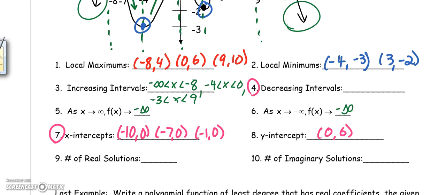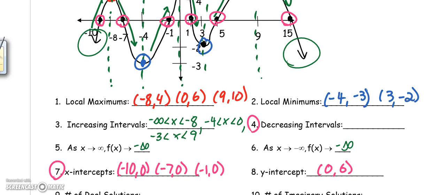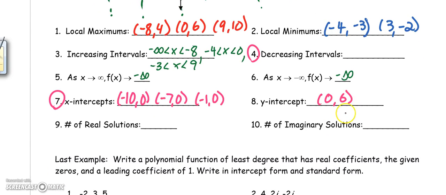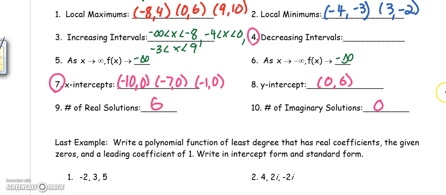Alright, then we want the number of real solutions. For that, we just count up the x-intercepts. 1, 2, 3, 4, 5, 6 x-intercepts. And since there are 6 x-intercepts, we know there are no imaginary solutions. That's something we're going to talk more about tomorrow in class.